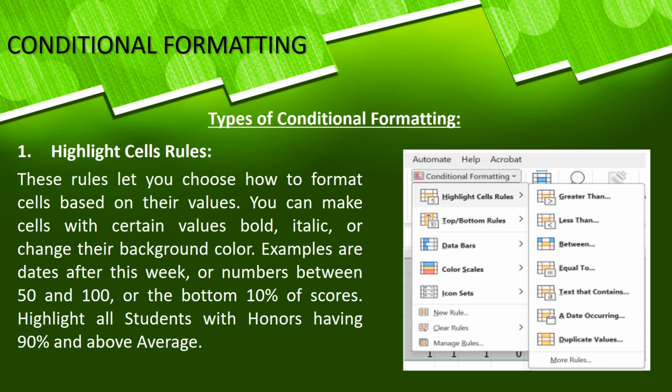1. Highlight Cells rules. These rules let you choose how to format cells based on their values. You can make cells with certain values bold, italic, or change their background color. Examples are dates after this week, or numbers between 50 and 100, or the bottom 10% of scores. Highlight all students with honors having 90% and above average.